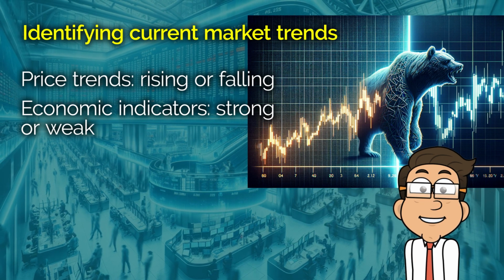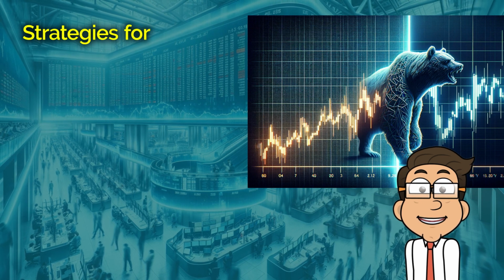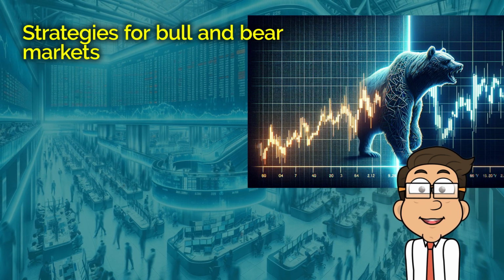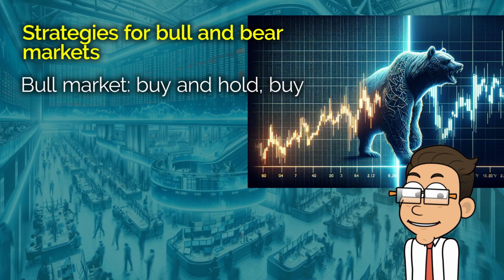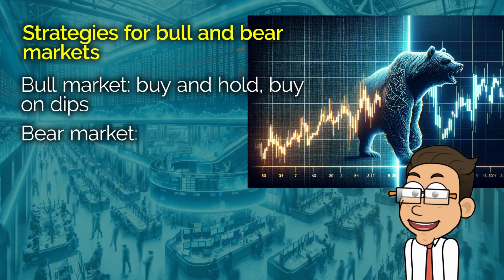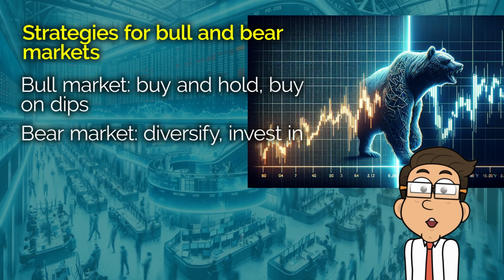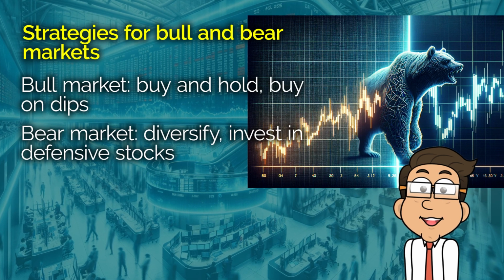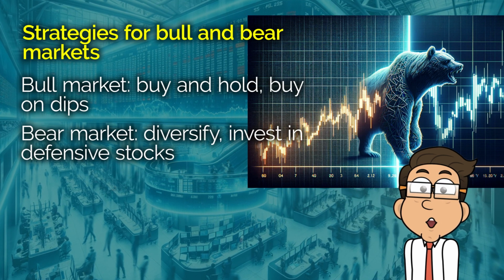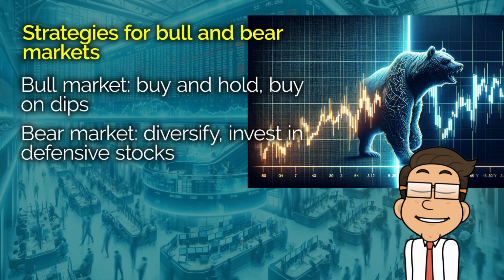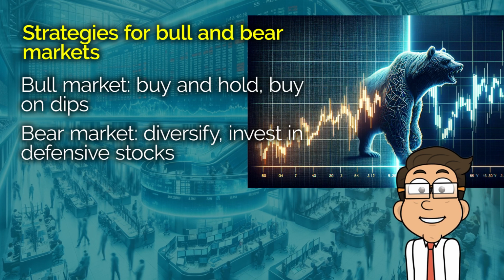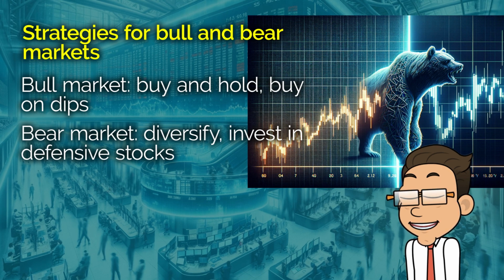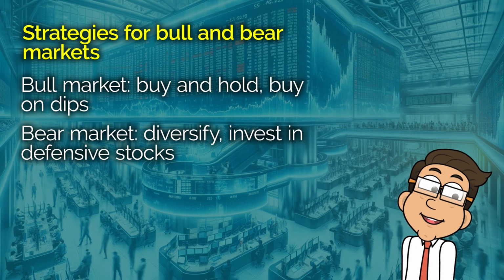And next, let's talk about some strategies for investing in bull and bear markets. In a bull market, one strategy is to buy and hold. This means buying stocks and holding onto them as their prices rise. The idea is that as long as the market continues to go up, your investments will increase in value. Another strategy is to buy on the dips. Even in a bull market, prices can fluctuate, so buying when prices temporarily drop can be a good way to get in at a lower price.